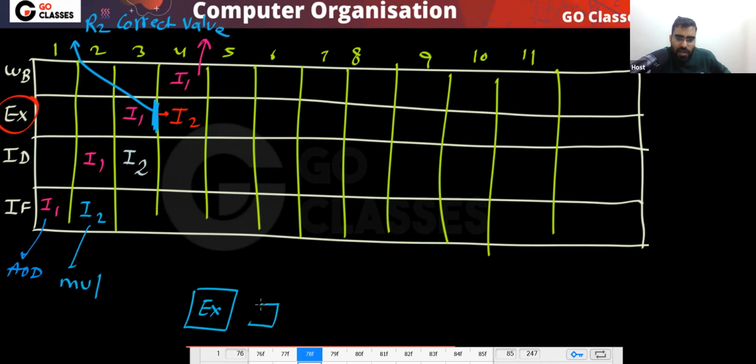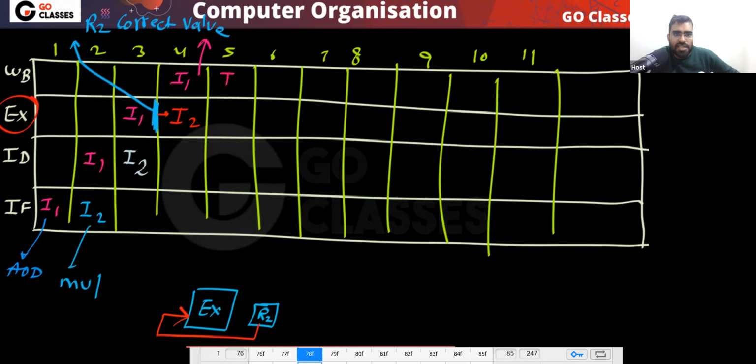Here the value of R2 is available. You will send it to the execution stage directly. So this I2 can go here. Now, in the next cycle, can the multiplication go here? Can the multiplication go here?